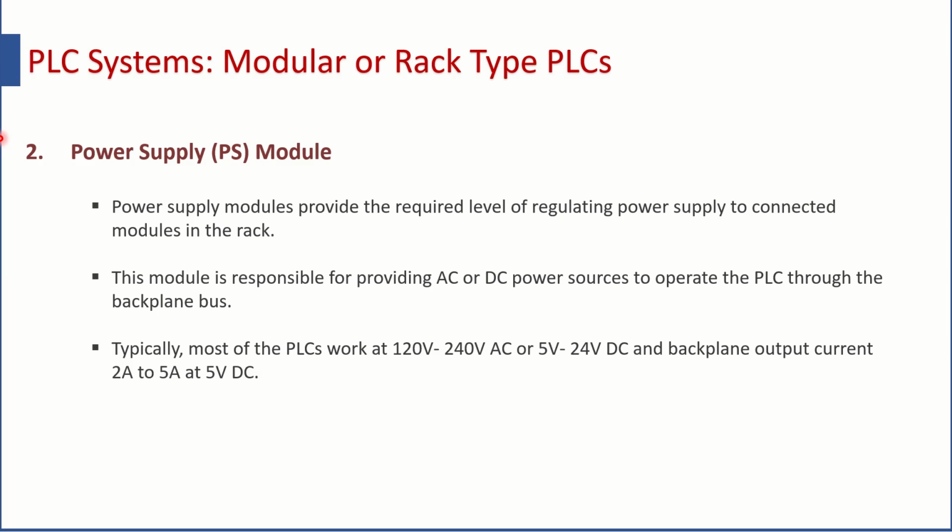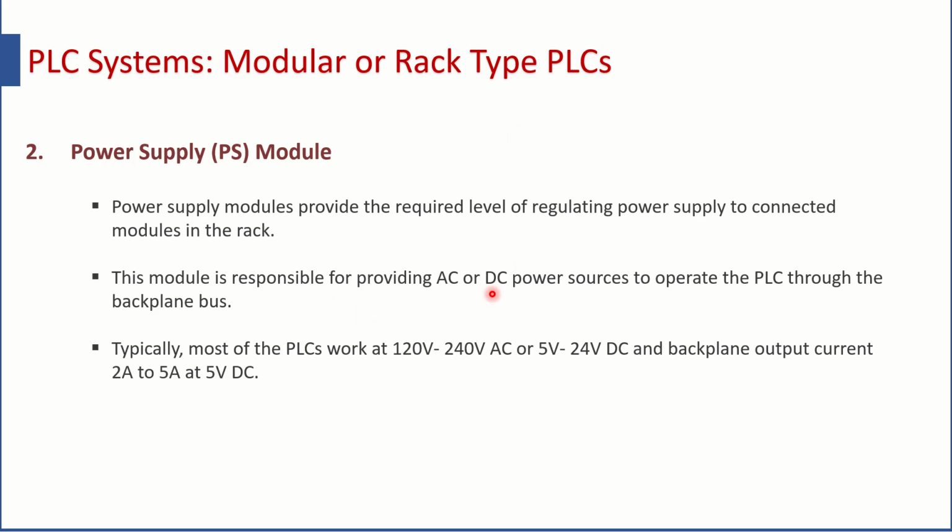Okay, so PLCs work mostly at what levels? 120 volt to 240 volt AC or 5 volt to 24 volt DC, and the backplane output current is 2 ampere to 5 ampere at 5 volt DC. That is the backplane output current, meaning that much current is supplied to all modules. This module is responsible for providing AC or DC power to operate the PLC through the backplane bus. That means inside the rack, the power bus is connected to all the members of the rack, that is, all the modules you are connecting.